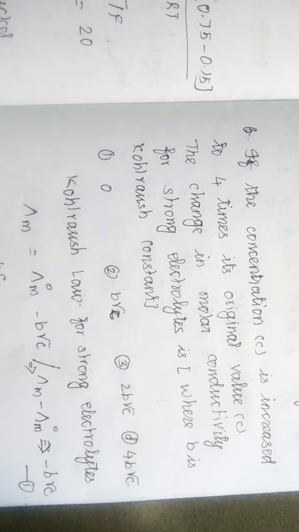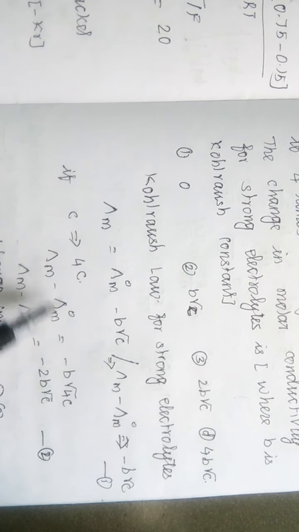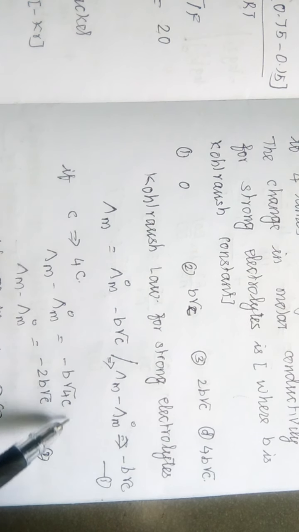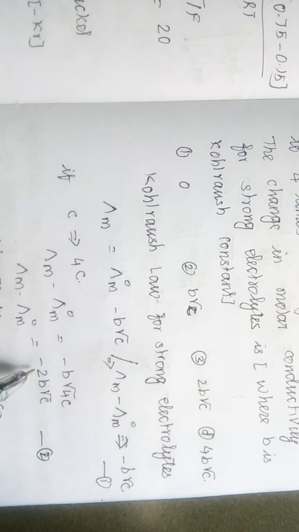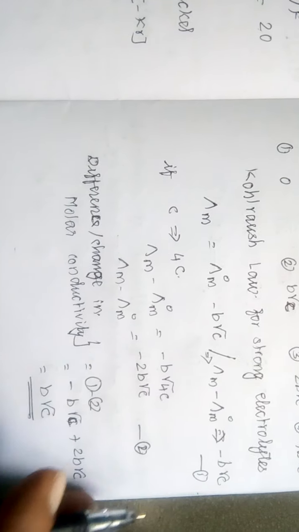And since the concentration is increased to 4 times, when you put this here, lambda m minus lambda m naught becomes minus B root 4C. So lambda m minus lambda m naught will become, rearranging this, minus 2B root C. In order to calculate the difference in molar conductivity, we have to subtract equations 1 and 2. So we get the change in molar conductivity as B root C. Now we'll see the next question.